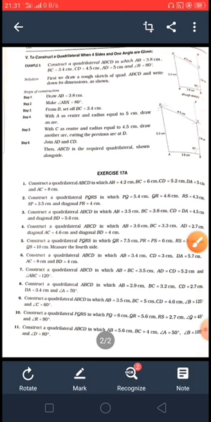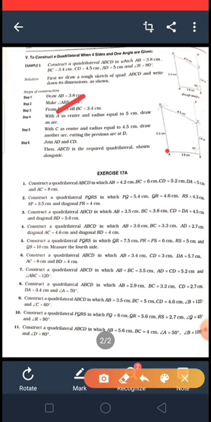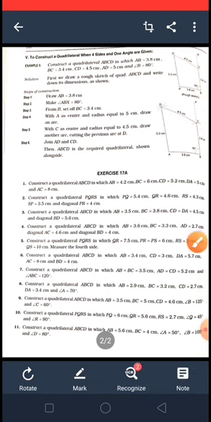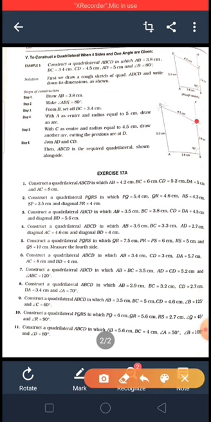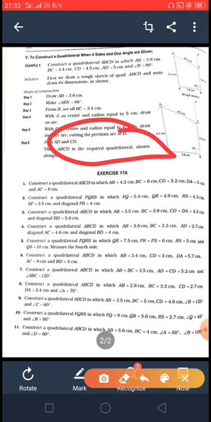Clear? Now with center A, radius equal to 5 centimeter, draw an arc. Clear? Like this is the arc. Now with center C and radius equal to 4.5 centimeter, draw another arc cutting the previous arc at D. Now join A to D and C to D, that is ABCD is the required quadrilateral. Clear? This is ABCD, our required quadrilateral.